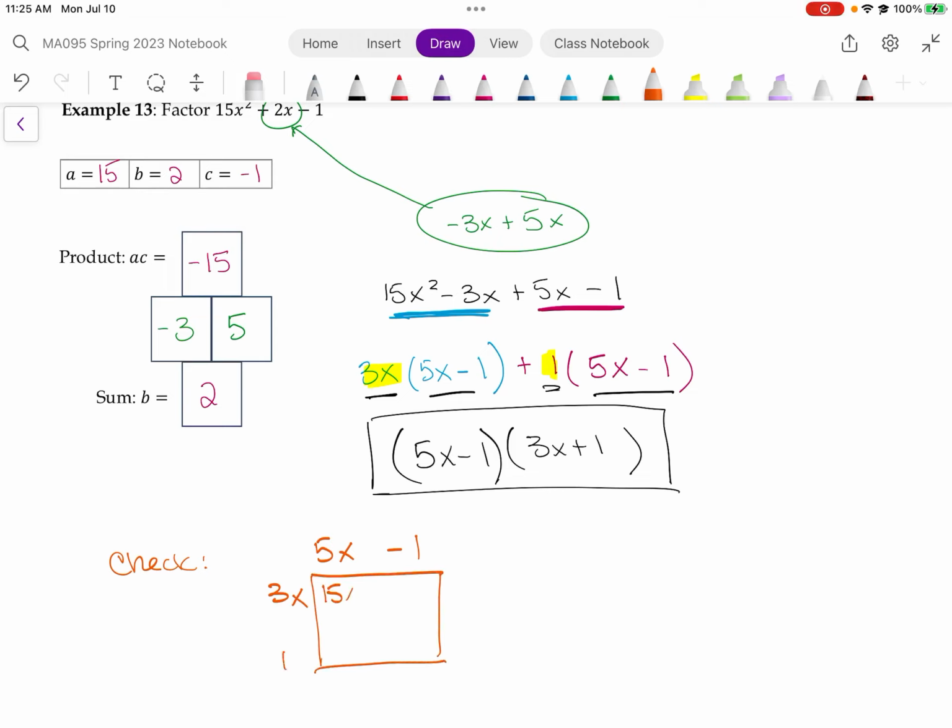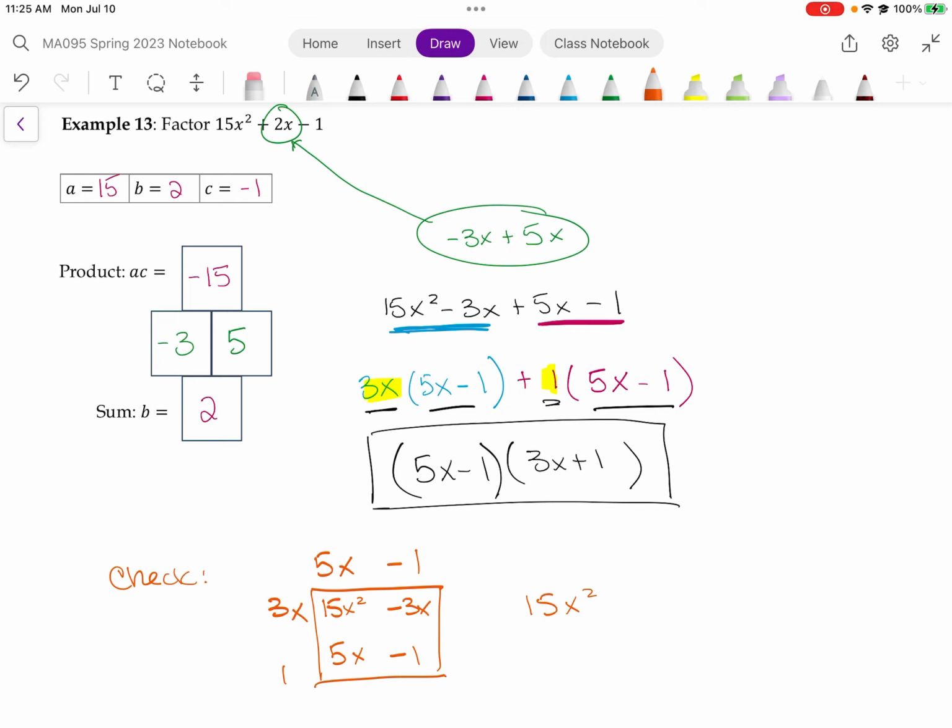So 15x squared minus 3x, 5x, and minus 1. So we've got 15x squared. Good, that's what we were going for right up here. And then we get negative 3x plus 5x is plus 2x. Is that what we had up here? Sure enough, it is. Excellent. And then minus 1. Is that what we had up here? Yes, it is. All right. So it checks.